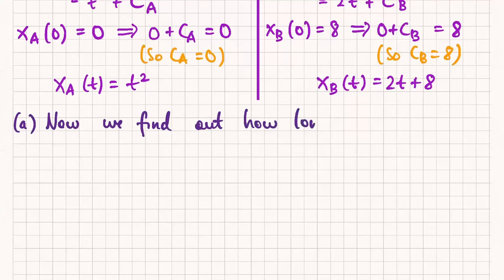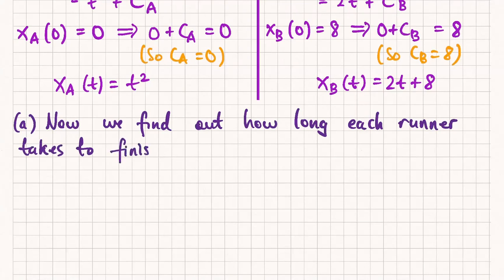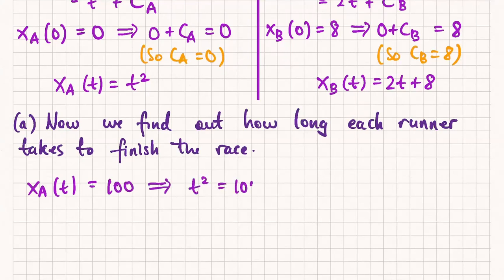So now we find out how long each runner takes to finish the race. Okay, so how long does it take runner A to finish the race? So runner A takes 10 seconds to finish the race. Like I told you, these are not real human numbers.